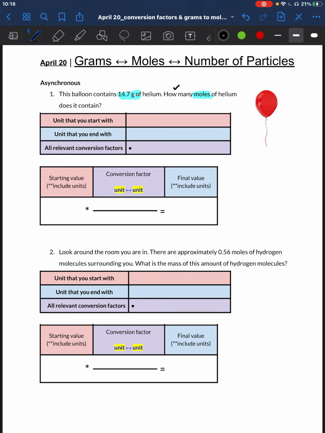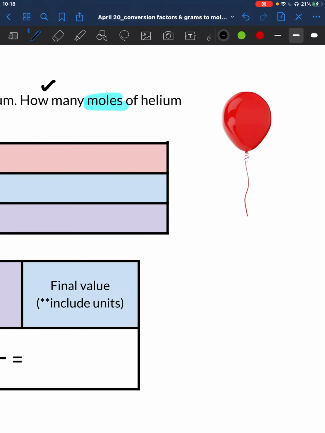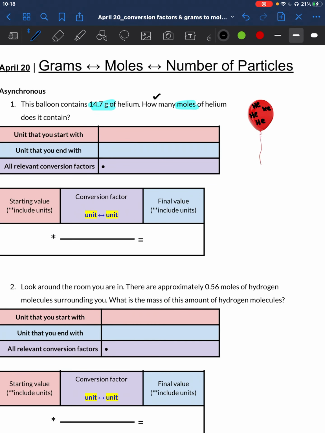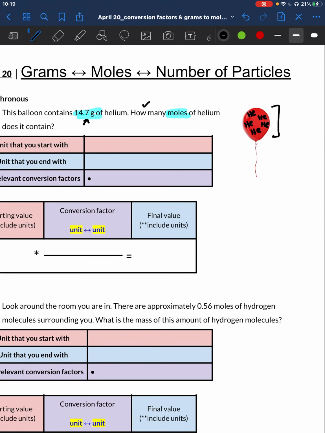My next step is to make sure I'm seeing the chemistry that's happening in my mind. So how am I going to do that? Well, I'm going to use this balloon. They've already kind of drawn it for me, and I'm going to draw out what's happening. I have a bunch of helium atoms in the balloon. I'm going to double check. Is there anything else in the balloon? No, it's just telling me about the helium. So there's no other types of atoms in here. There's no mixture. I just have helium. And the other information they've given me is that there's 14.7 grams.